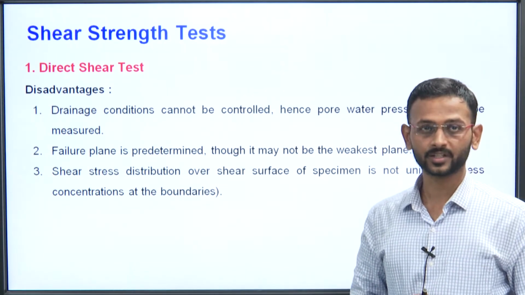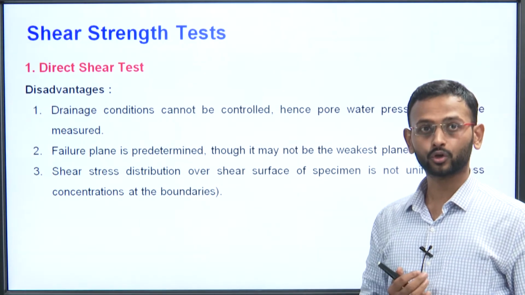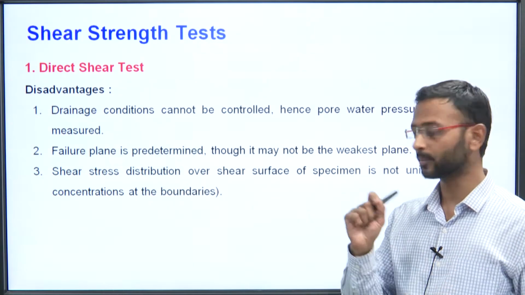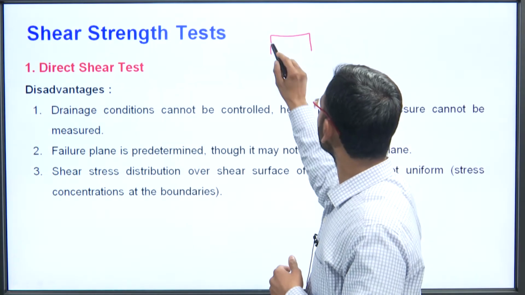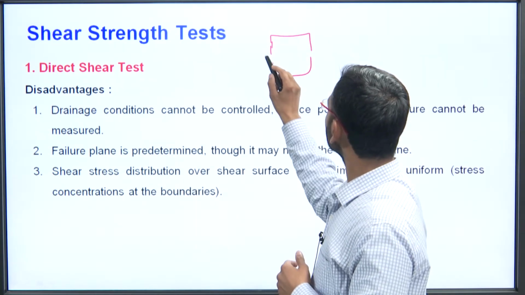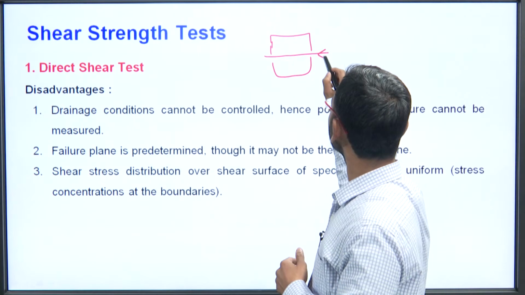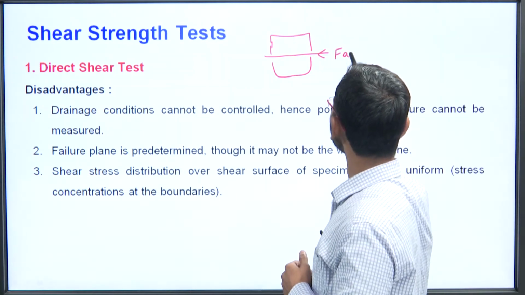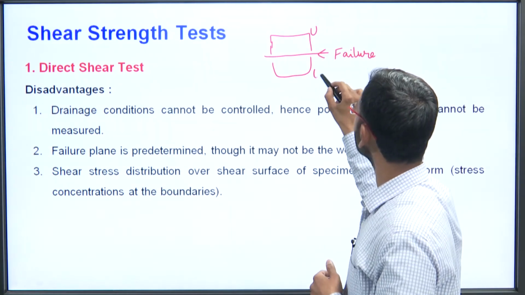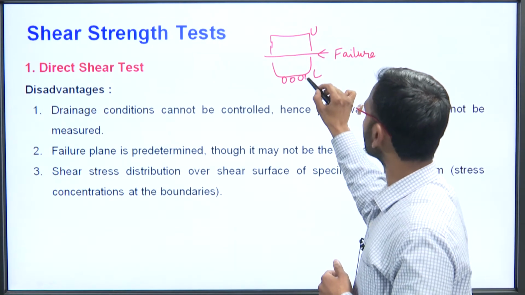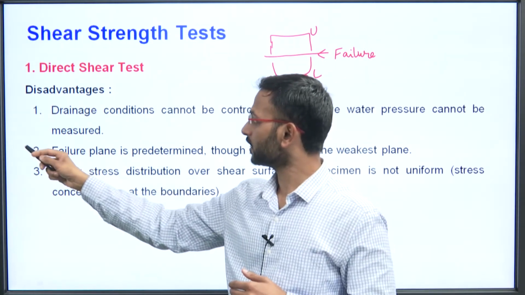अच्छा, what are the disadvantages here? First, I have already shown you what the failure plane is predetermined there in the diagram, because when this is the upper half, okay, and this is the lower half, so the failure will be occurring along this plane only. This is the failure plane, okay, this is the upper half and this is the lower movable half there, okay. So this is the second point here.